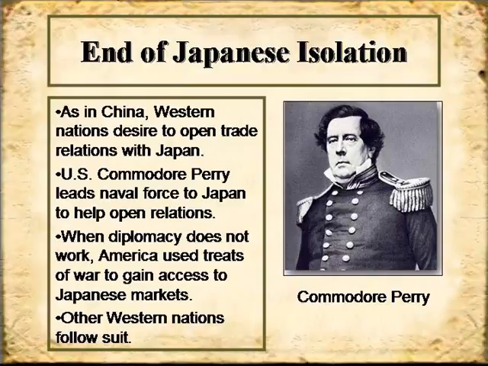However, diplomacy doesn't work very well. The Japanese don't have an interest at first to open their doors, and so America uses threats to gain access to Japanese markets. The Japanese realize that they are outclassed and outgunned by the U.S. Navy, and so they open things up. And then other Western nations do the same to also get some influence in the Japanese markets.